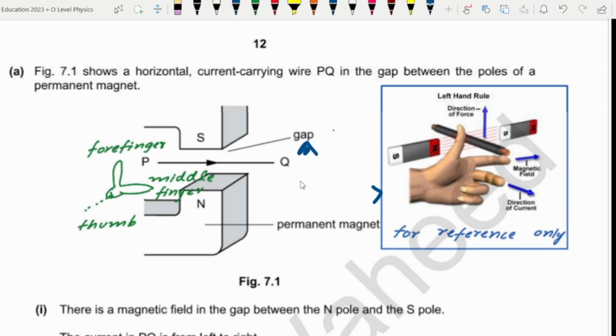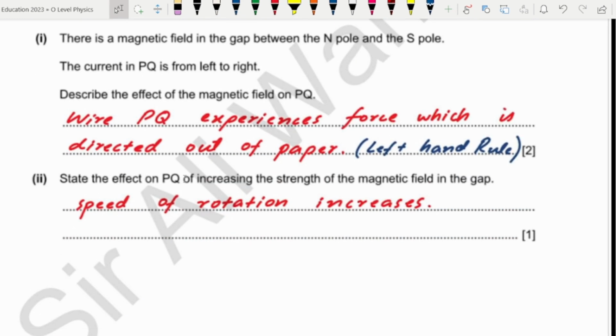So the thumb is pointing something like this. It's difficult to draw outward over here, so I'll just represent it like this. The thumb would be pointing towards you, so the force has to be outward. This is how we use the left hand rule.